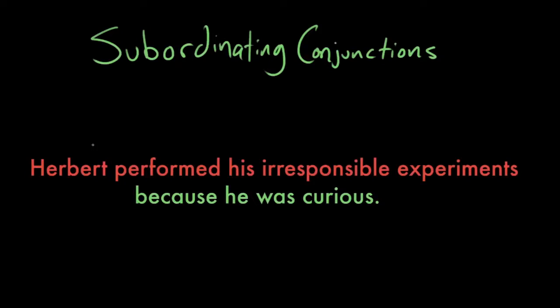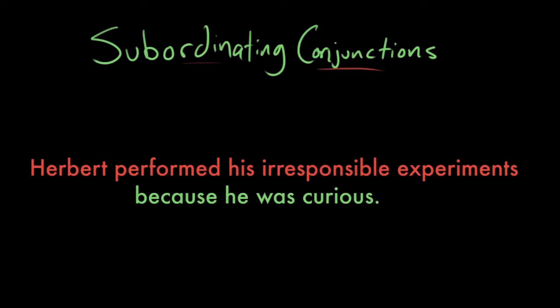Hey, grammarians. Today, let's start talking about subordinating conjunctions. Words like although and after and because. This is a pretty complicated topic, because in order to understand subordinating conjunctions, you have to understand the difference between an independent and a dependent clause.